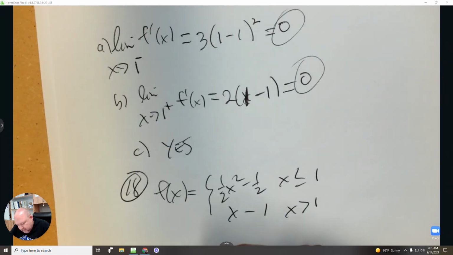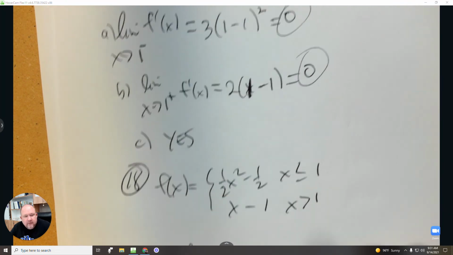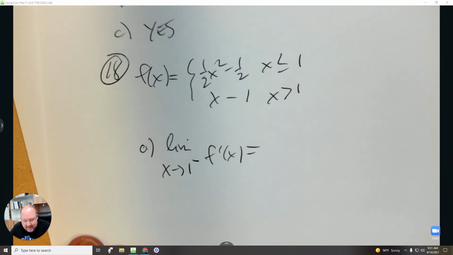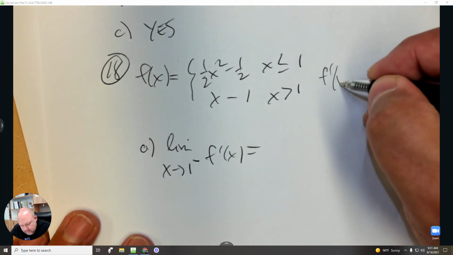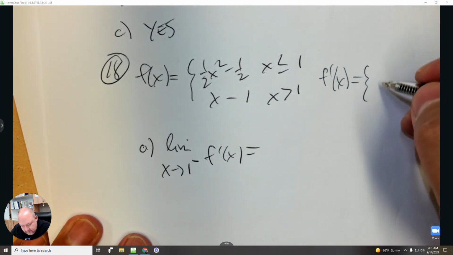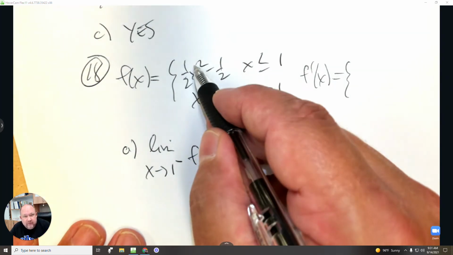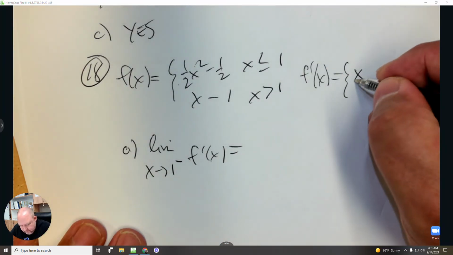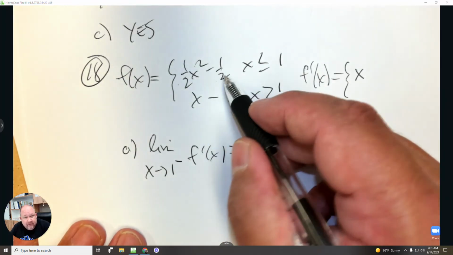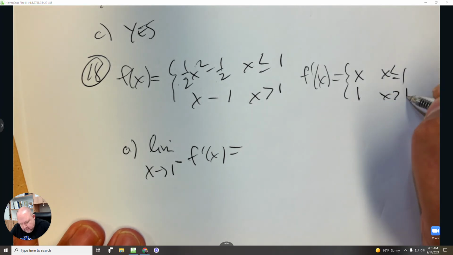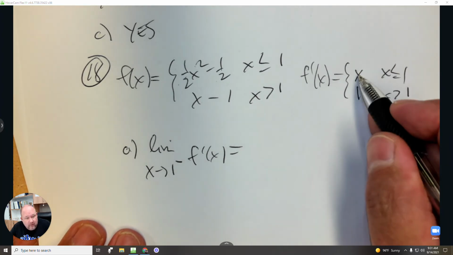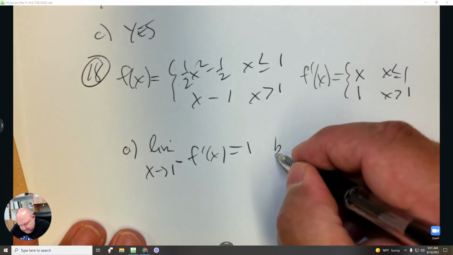So what's the derivative from the left? Maybe this is smart to do at the beginning. So the derivative here would be 2 times a half, which is 1x, and the derivative of negative a half is 0, and the derivative here is 1. So plug in 1, you get the answer 1.